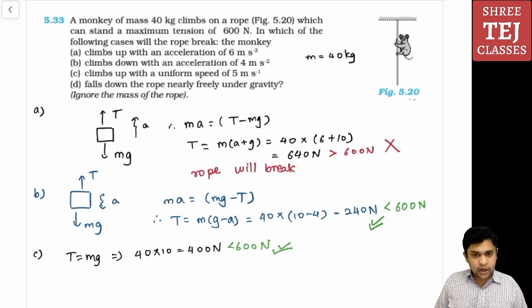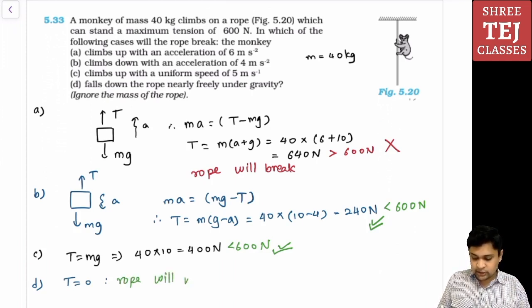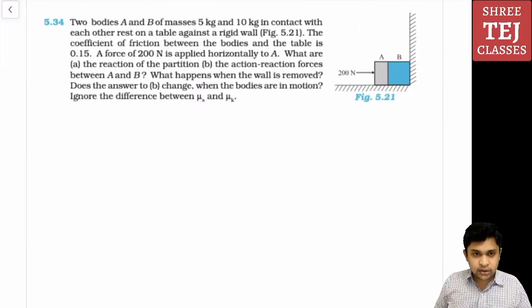And finally, we have what will happen if the monkey falls down under gravity. So falls down under gravity, that would mean the acceleration is g downwards, which is solely due to force of gravity. So tension is 0. So rope will not break.